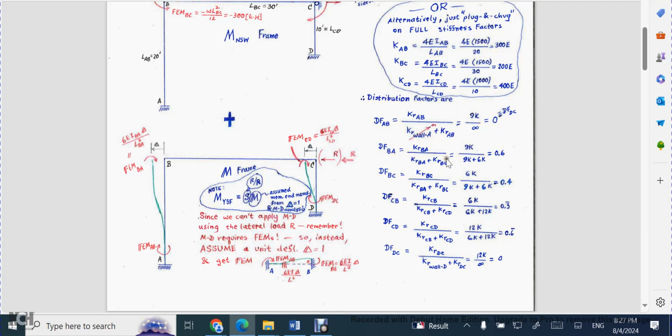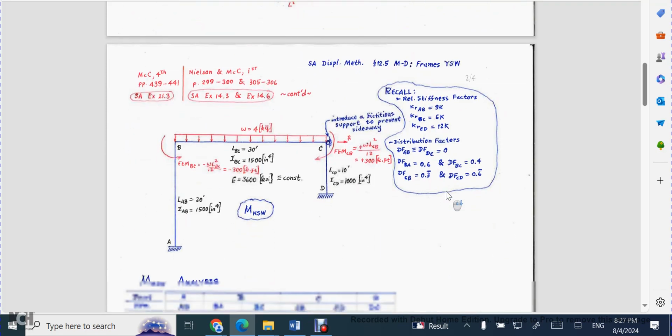Then you go in and you find your other distribution factors like BA. So let me just walk us through that real fast. It's going to be the relative stiffness for BA divided by the relative stiffness of BA plus BC. And so you get 9K over 9K plus 6K. That's 0.6, and so on and so forth. All right, so let's go ahead and start with the first one.